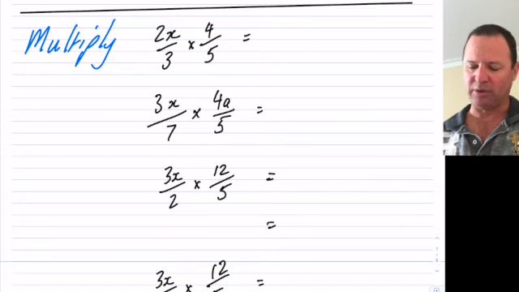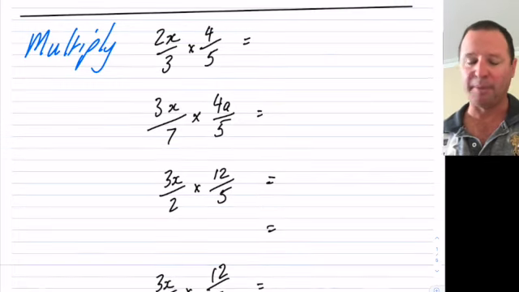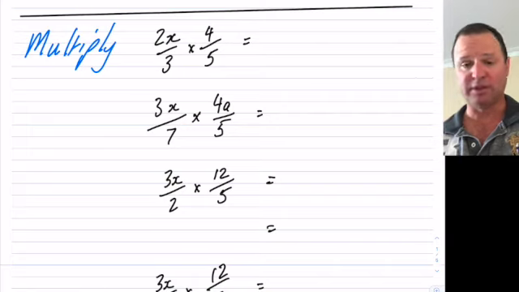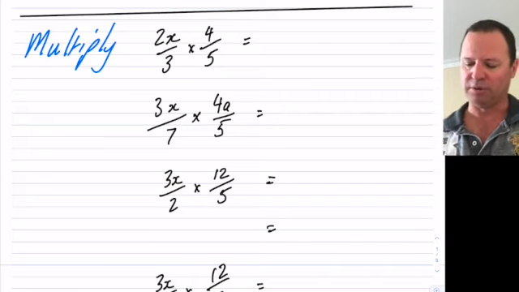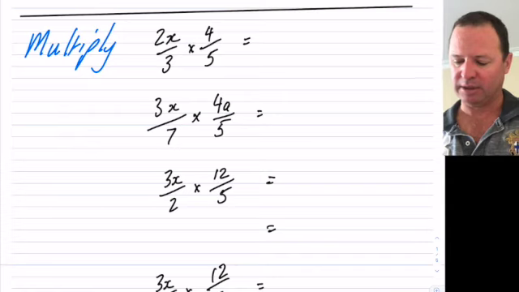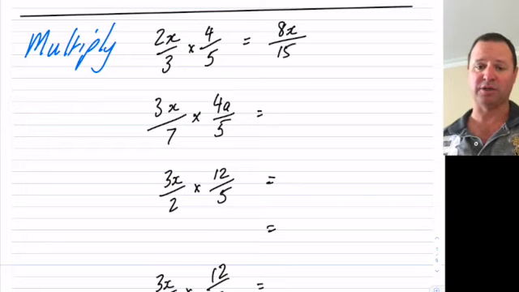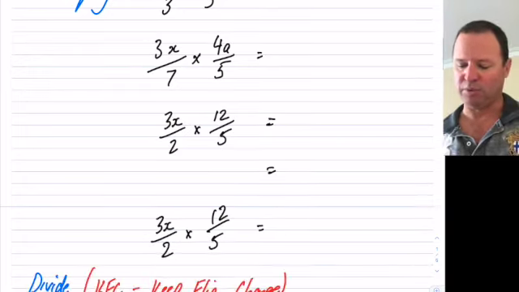The first one here, I look at the denominators and they don't need to be the same. Okay, I'm multiplying, so I just simply multiply across the top and multiply across the bottom. So I've got 2x times 4, and that will give me 8x. All right. Along the bottom, I've got 3 and a 5, so that will give me 15, and I'm finished. Okay. Nothing more to do here.